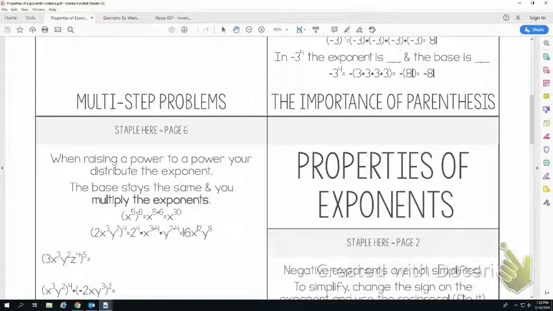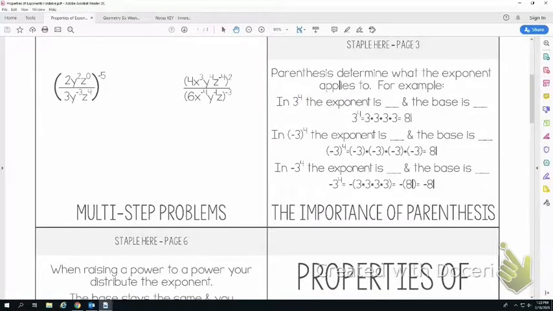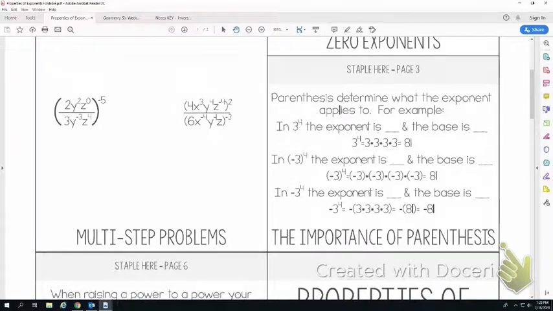Okay, let's go to this one right here, page 3. This isn't necessarily a property, it's emphasizing the parentheses in a very, very common mistake that people make in here. So that first line, it says 3 to the power 4. The exponent is what? 4. The base is what? 3. Which most of you are probably fine with this one. 3 to the 4th, that's the same as 3 times 3 times 3 times 3, which is 81.